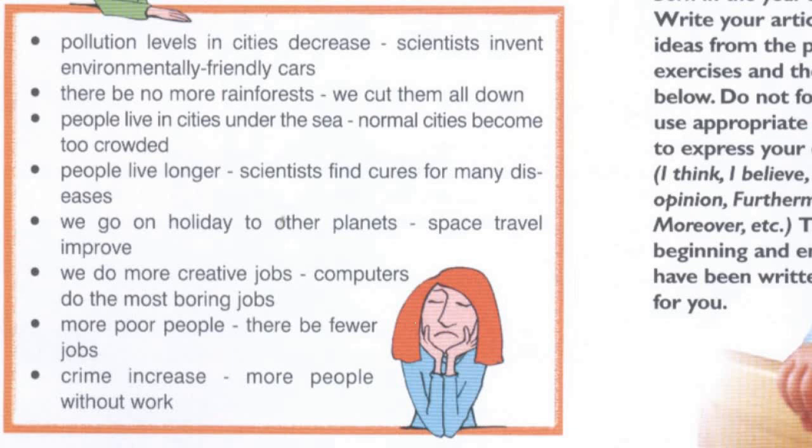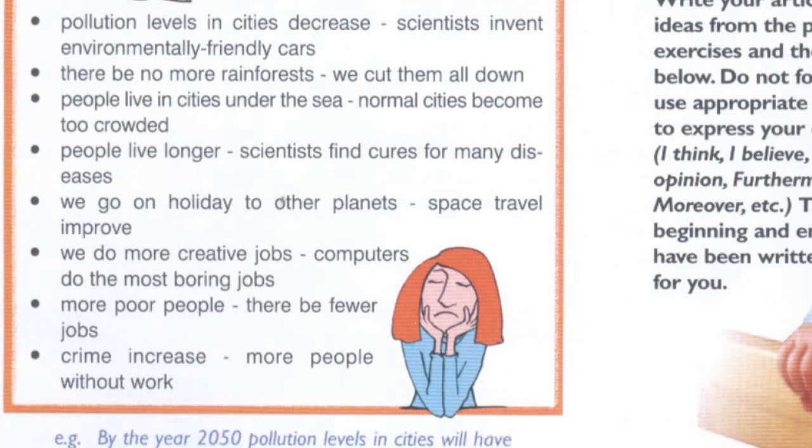And number 2, or the second one. There'll be no more rainforest. We cut them all down. Pessimistic, negative. Okay, how about the next one? People live in cities under the sea. No more cities become too crowded. Pessimistic. That is the point.